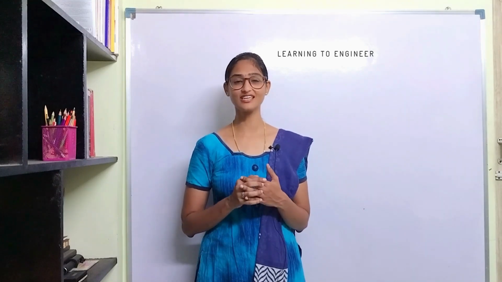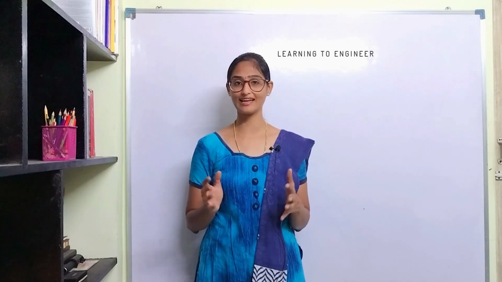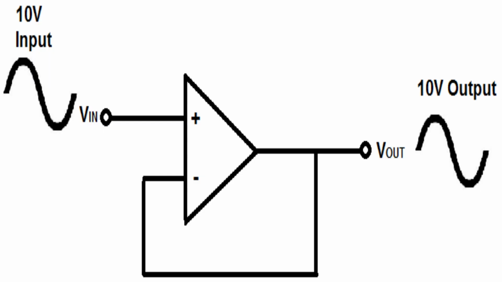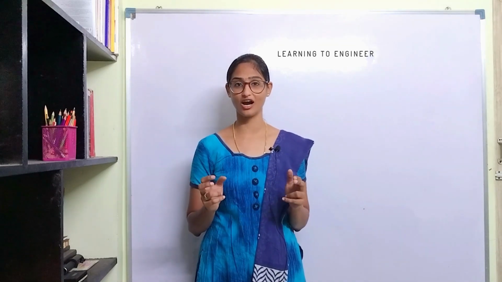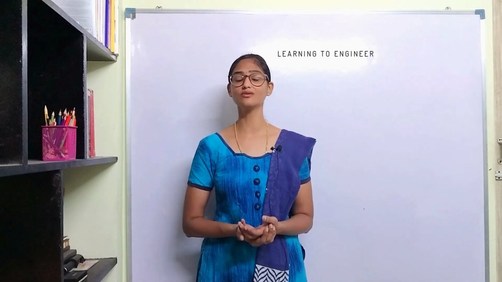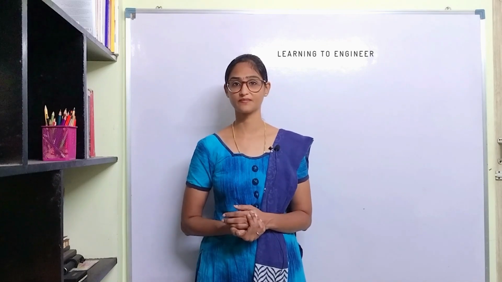We will see the importance of using an operational amplifier as a unity follower. The unity follower's output is the same as the input. So why don't we just use a wire in that case? Why do we have to invest in an op-amp IC to be used as a voltage buffer? Let's get started.